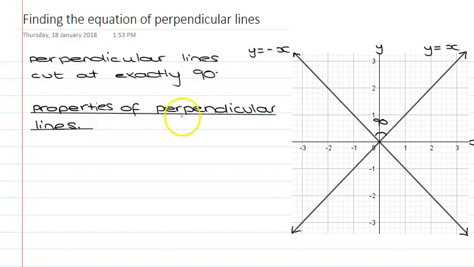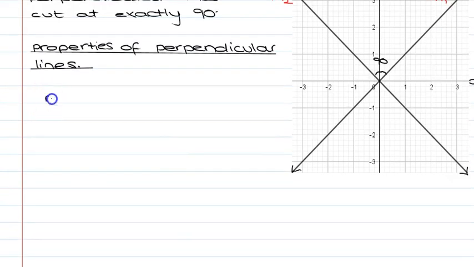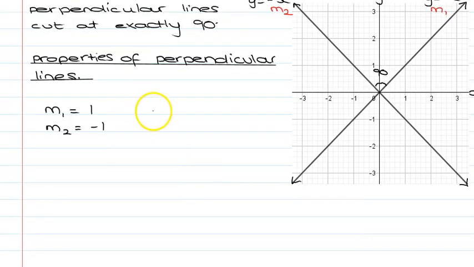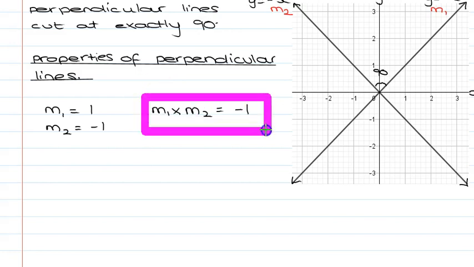Now let's look at some properties of perpendicular lines. Let's suppose that the gradient of this line is m1 and the gradient of this line is m2. Okay, so let's just write that down. We've got that m1 has a gradient of 1 and m2 has a gradient of negative 1. Now a property is if you multiply the two gradients of perpendicular lines together, m1 multiplied by m2 should always equal negative 1. That's a property of perpendicular lines.